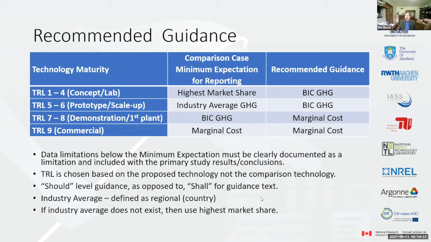This may also raise concerns over the overall quality and potentially the ability to interpret the difference between the proposed and comparison system if you cannot meet the minimum expectation. Recommended guidance is what we recommend, or the preference of what we think is the most optimal point. Remember, I talked earlier about early technologies that have yet time to go to maturity to commercialization. So those TRL 1 through 4, TRL 5 through 6.